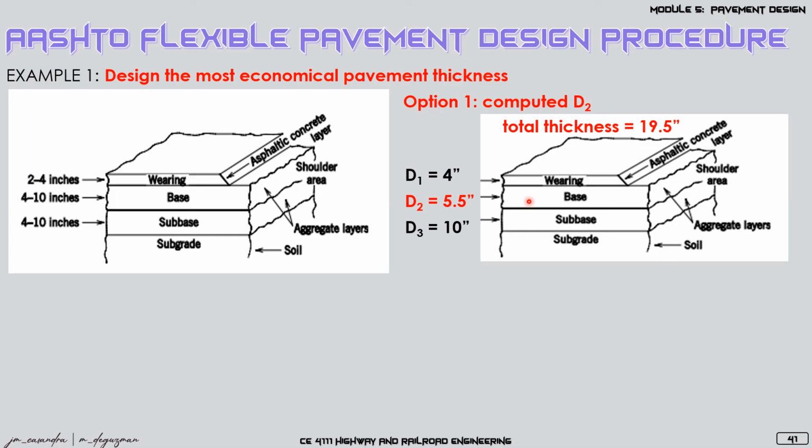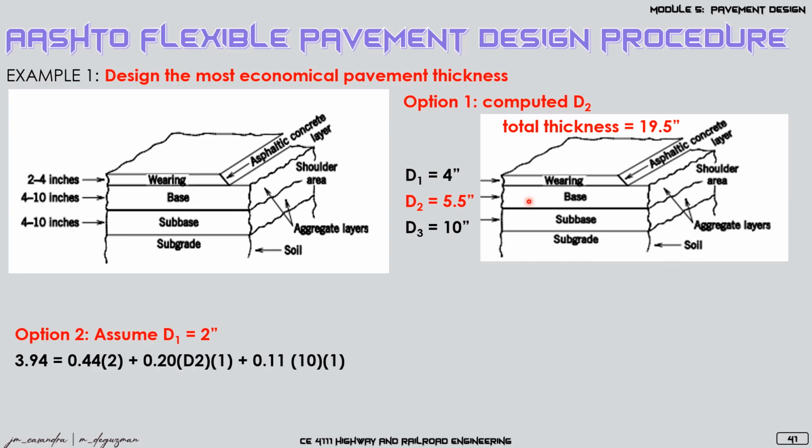So it's kind of very thick. As we all know, pag makapal yung layers natin, it could be expensive. So what we will do is to have another option. Option 2 is that instead of using the given 4 inches from the problem, we now assume it to be the minimum thickness of the wearing surface, 2 inches.